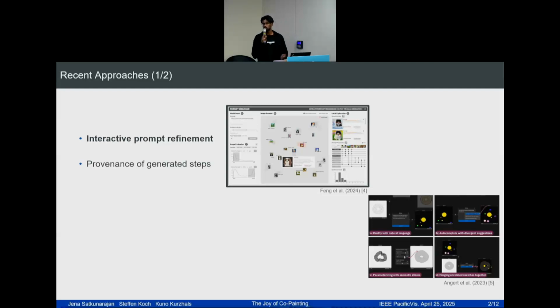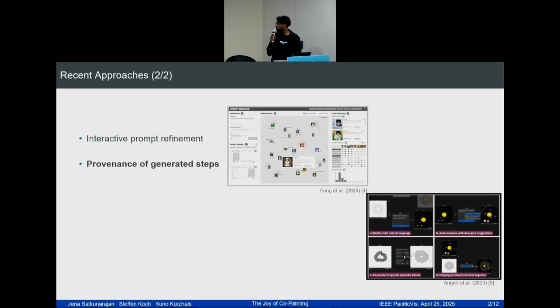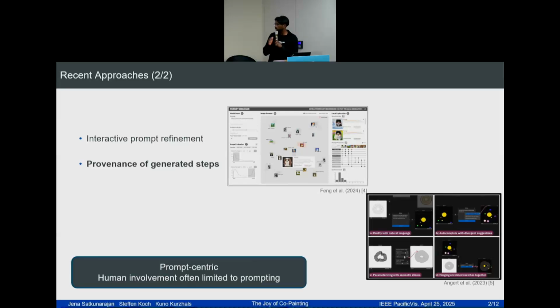For example, by visually representing how changes in the prompt affect the results, and in that way help them in adapting the prompts. Complementary to that, we also have a lot of works that now do some form of visual recording of the generation process, since, as I've hinted before, there's always lots of exploration and experimentation involved. In the end, current works are still very prompt-centric, and the human involvement is often limited to some form of prompting. And we realized that this is maybe not the most effective way for targeted creation, and that there are some other tools we can utilize for this.